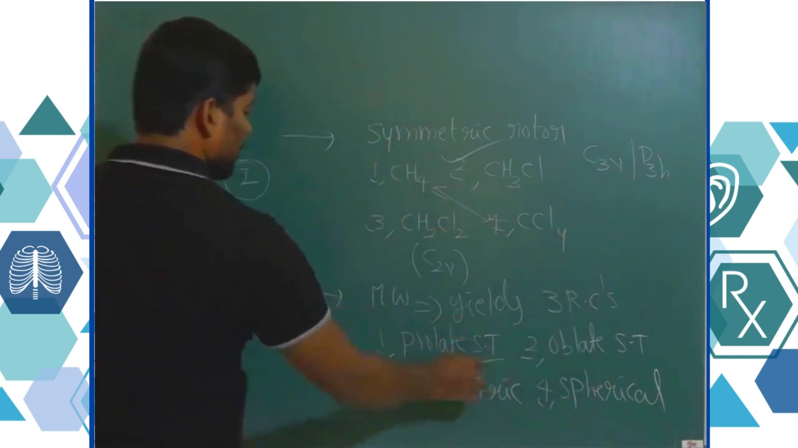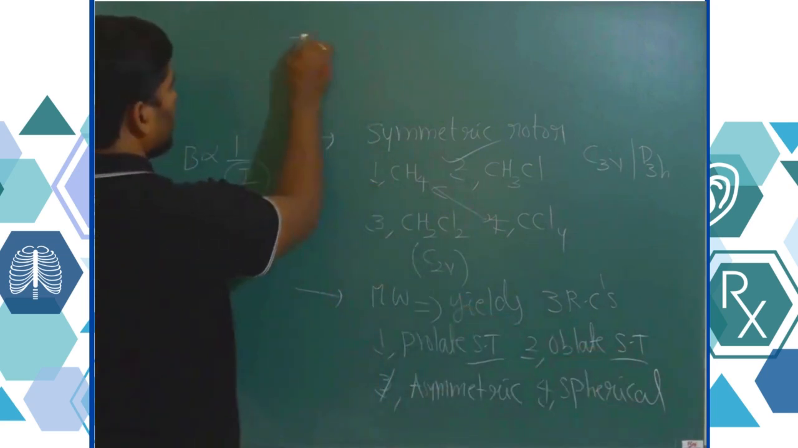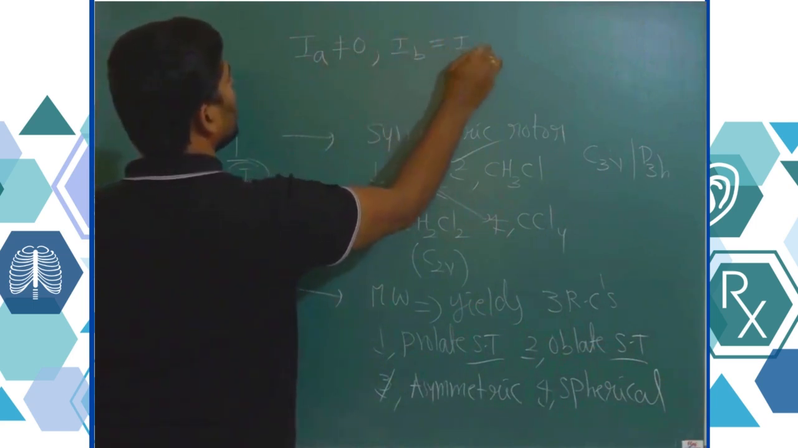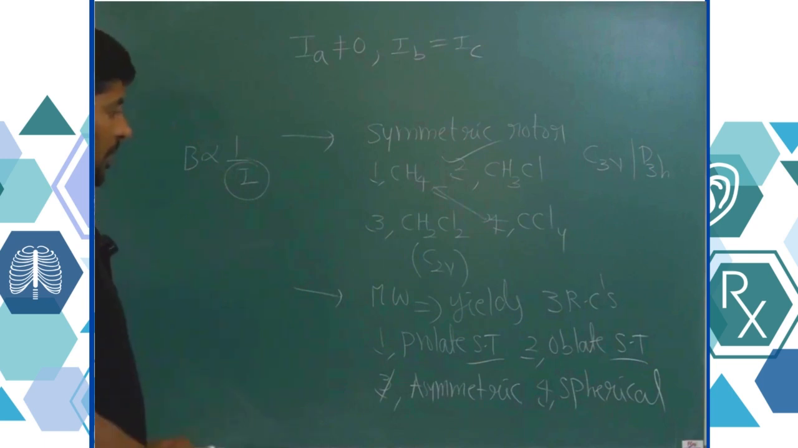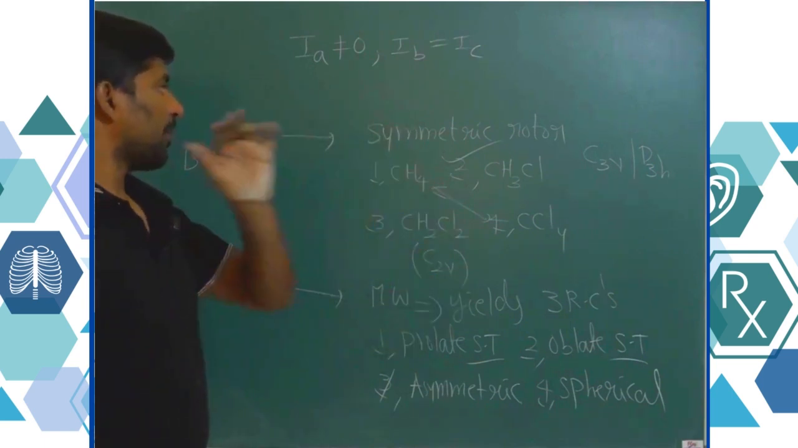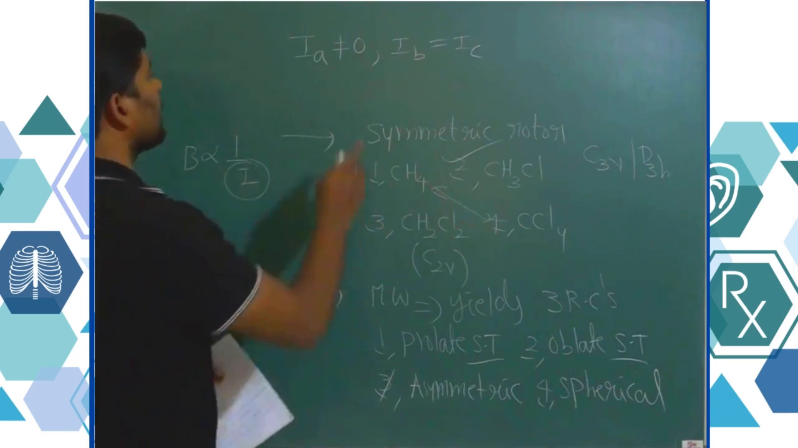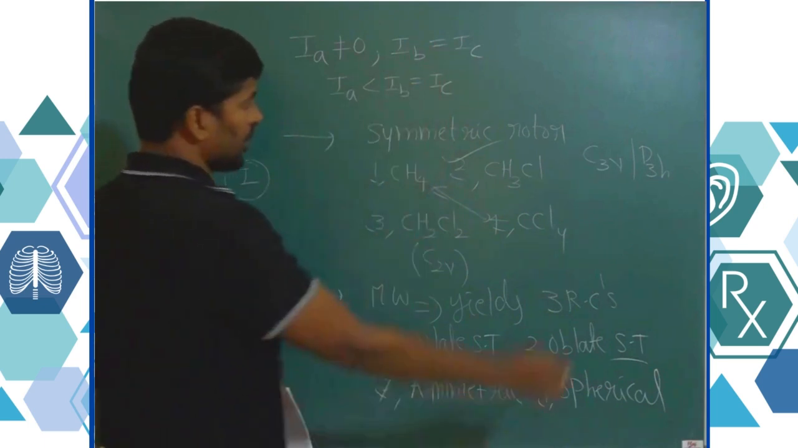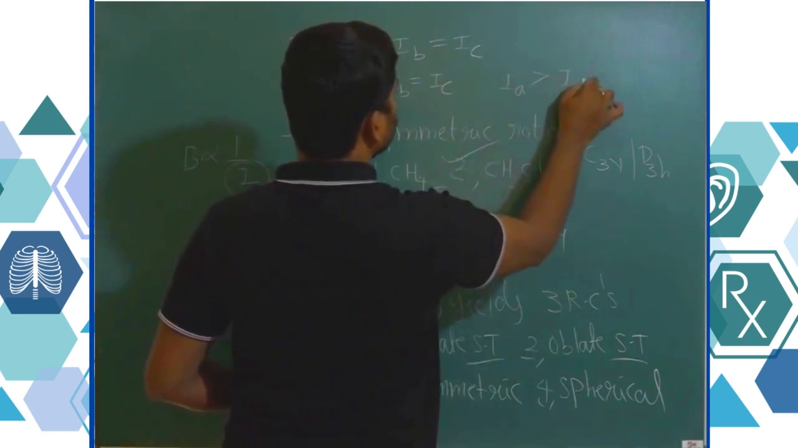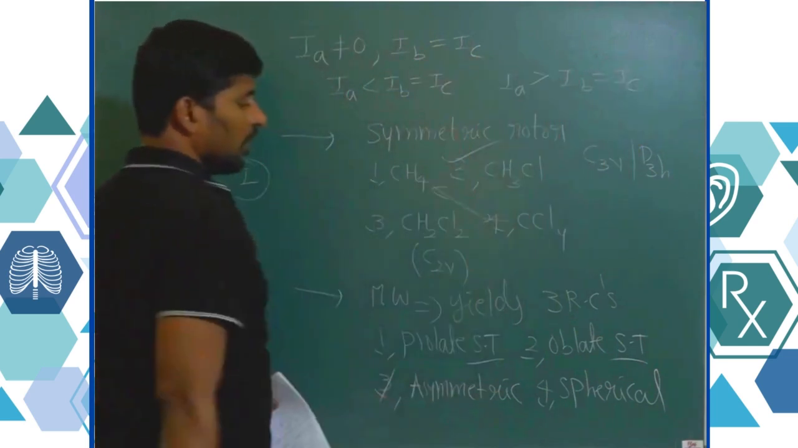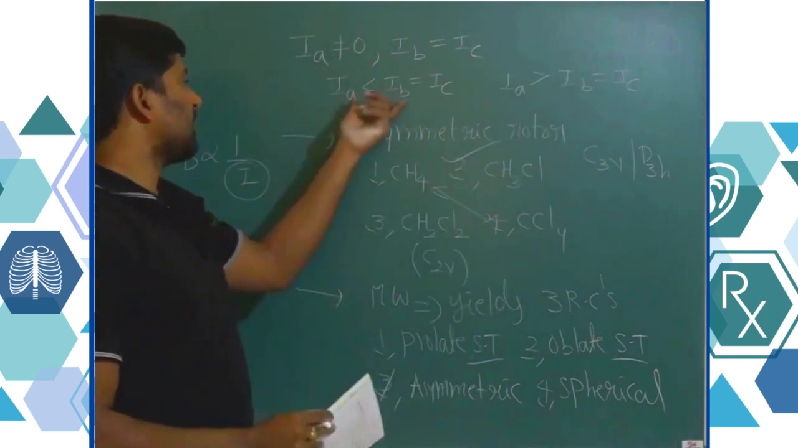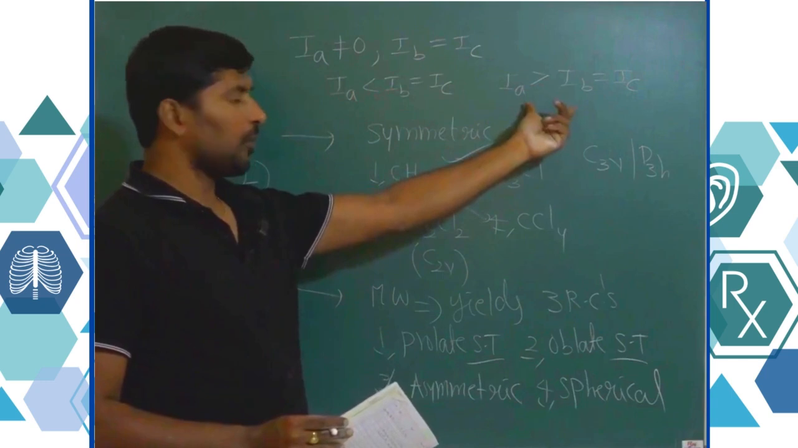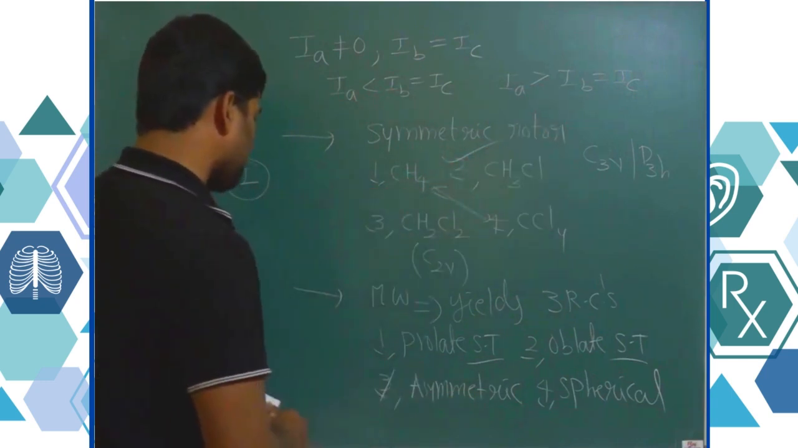Next, symmetric top. Prolate symmetric top, oblate symmetric top. For symmetric top we have IA is not equal to 0 but IB is equal to IC. That means we get only two moments of inertia or two rotational constants per symmetric top molecule. Prolate means IA is less than IB is equal to IC, that is called prolate symmetric top. Oblate means IA is greater than IB or IC, that is called oblate symmetric top molecules. Generally, prolate symmetric tops belong to the C3V point group. Oblate belongs to the D3H point group molecules.